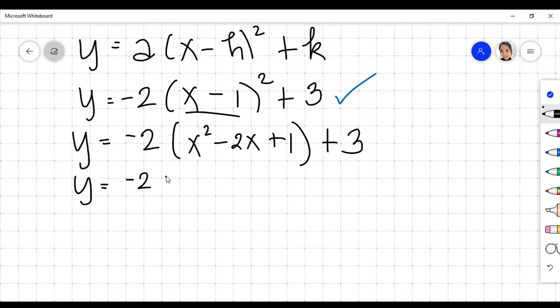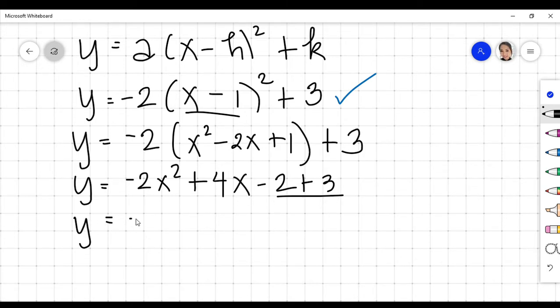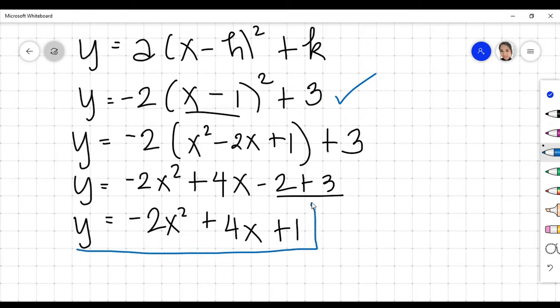So y equals negative 2. Distribute negative 2 to x squared. So negative 2 times negative 2, so positive 4x. And negative 2 times 1, that is negative 2, plus 3. So we can combine the last part because they are both constants. So y equals negative 2x squared plus 4x plus 1, because negative 2 plus 3, that is positive 1. So this is the equation of our parabola in the standard form.